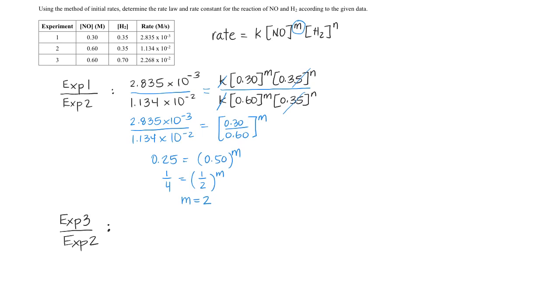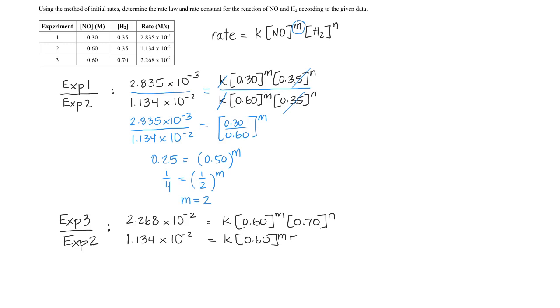Just as we did above, let's set up a ratio of the two rates and the two rate laws for experiment 3 and experiment 2. So the rate in experiment 3 is 2.268 times 10 to the minus 2, and that's going to equal the rate constant times the concentration of NO, 0.60, raised to the m power, times the concentration of H2, 0.70, raised to the n power. And experiment 2 has a rate of 1.134 times 10 to the minus 2. That's going to equal the rate constant times 0.60 raised to the m power and 0.35 raised to the n power.